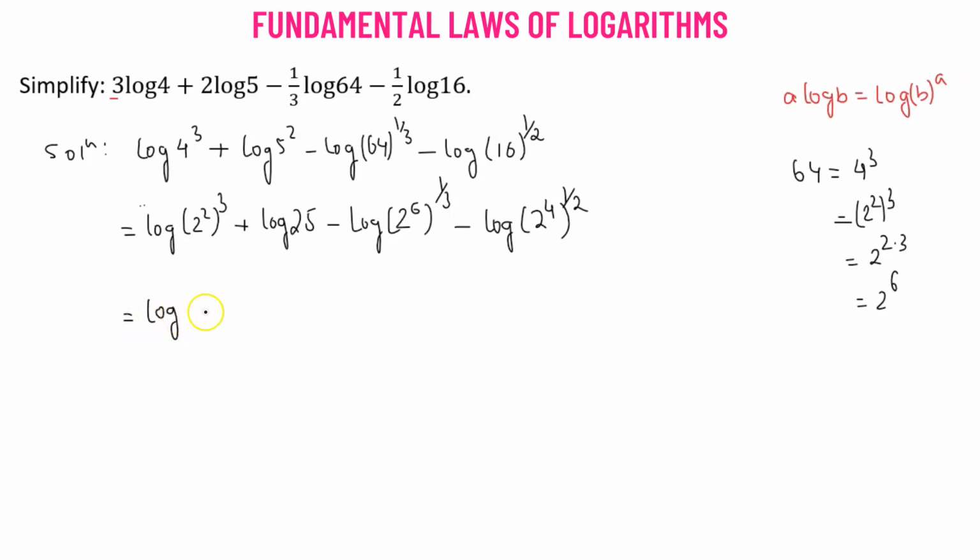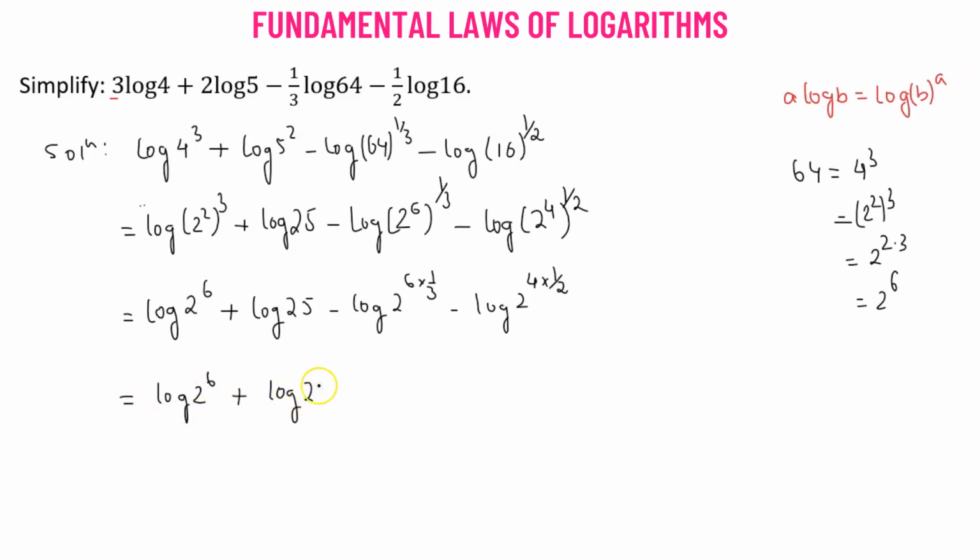So now we can take log of 2 raised to the power of 2 raised to the power of 3. So that means the exponents will get multiplied to give us 2 raised to the power of 6. We have plus log of 25 minus log of 2. So here the exponents will get multiplied. So we have 6 multiplied by 1/3, minus log of 2 raised to the power of 4 multiplied by 1/2, which will be log of 2 raised to the power of 6 plus log of 25. We'll take negative common. So we have log of 2 raised to the power of 6 divided by 3, so that's 2, plus log of 2 squared.